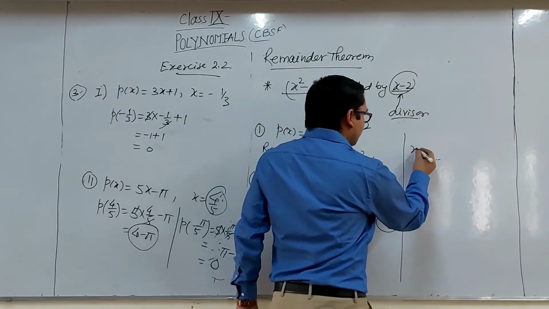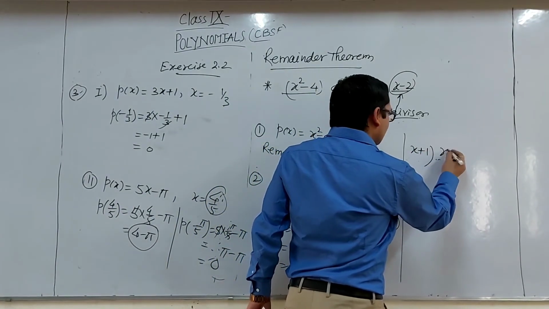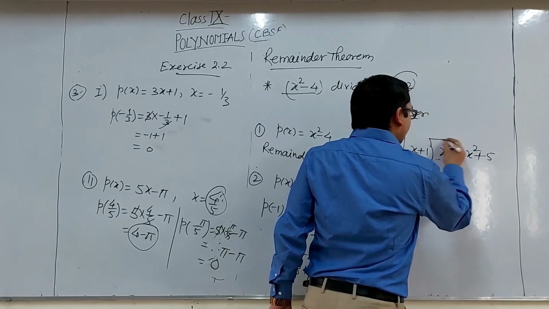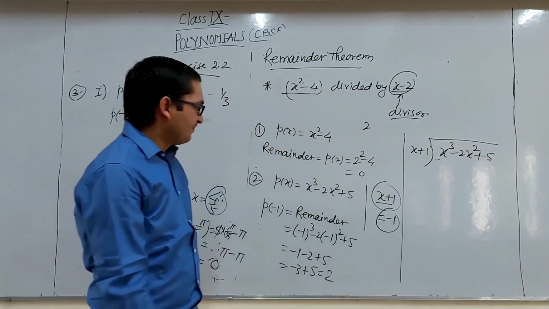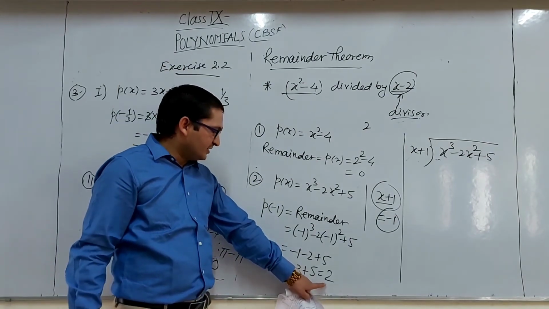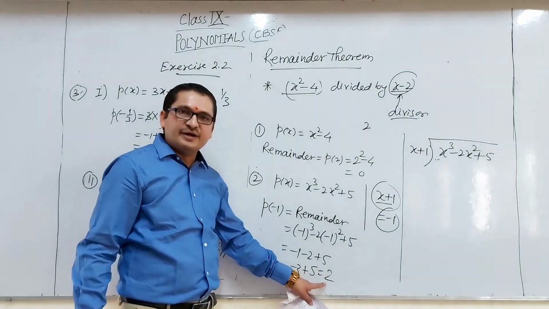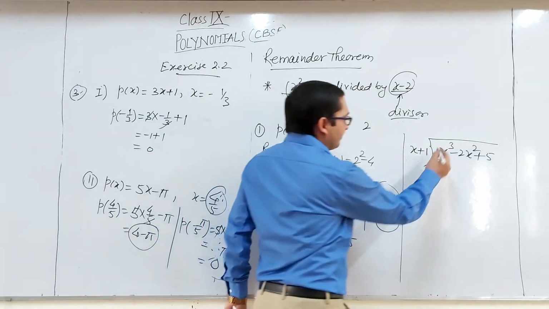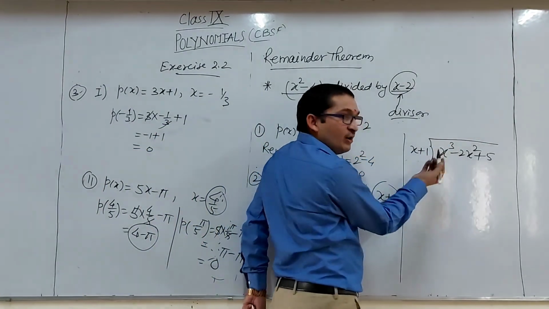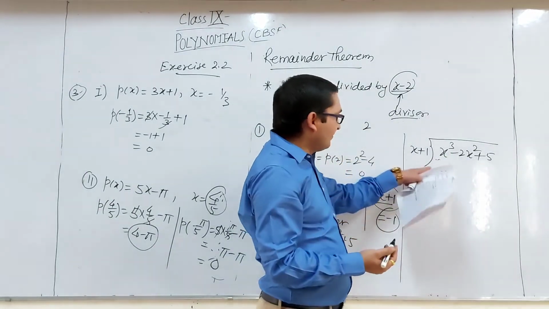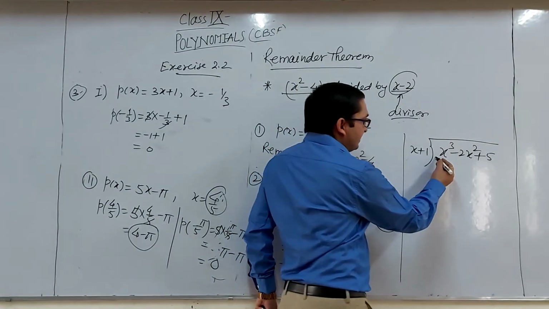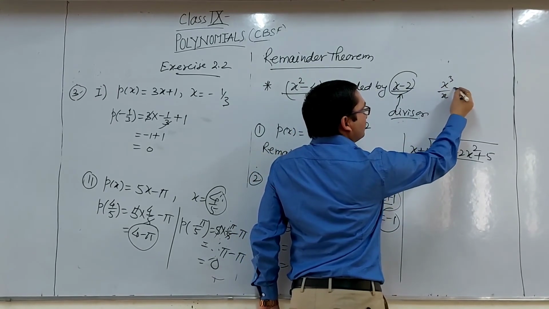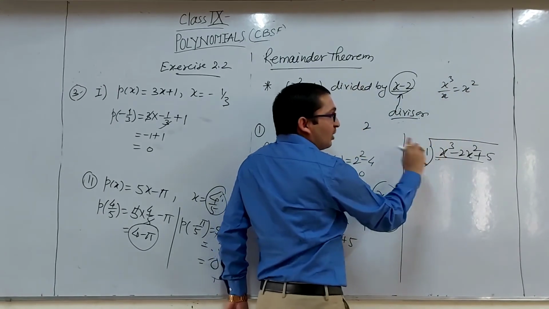Let me divide x cube minus 2x square plus 5 by x plus 1. Without division, we have calculated the remainder and we got 2. Now we are going to divide. This is the long division method. The highest power value is x cube. So x cube divided by x, you will get x square.